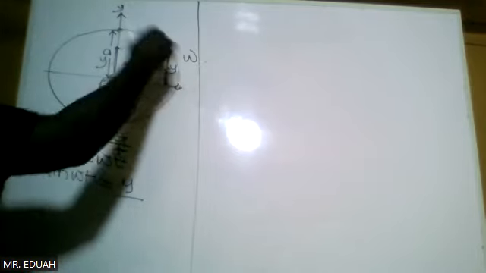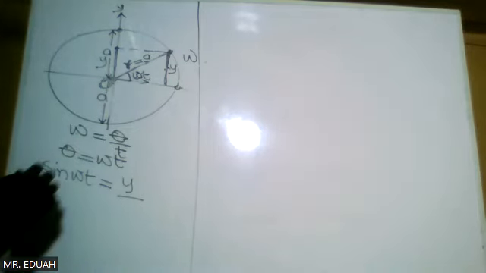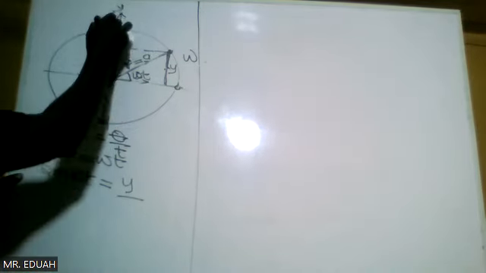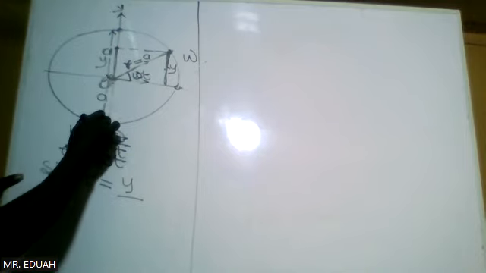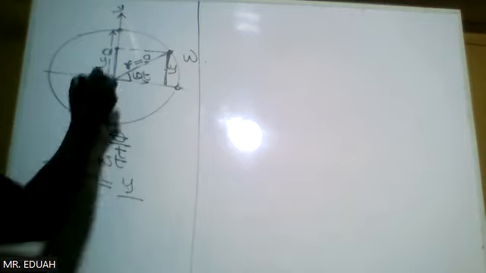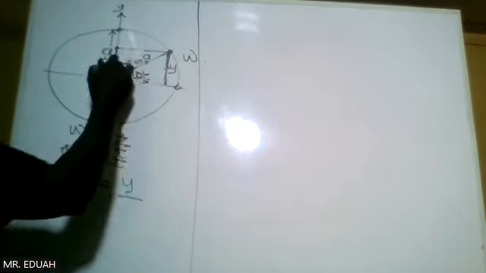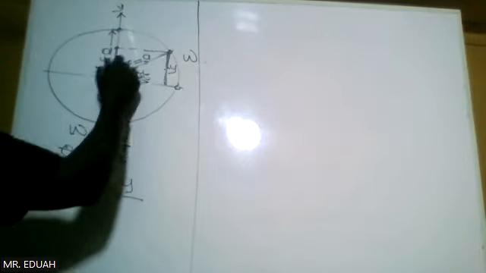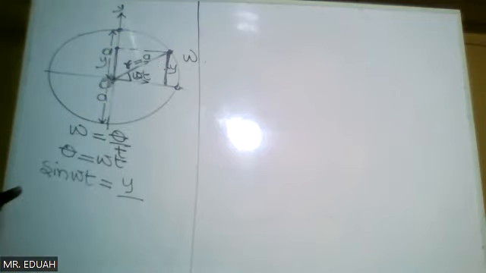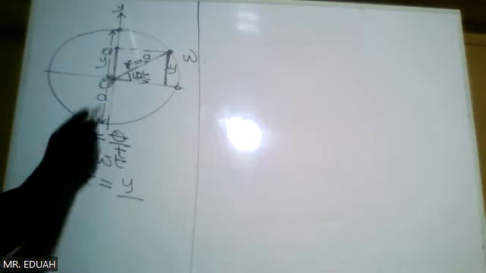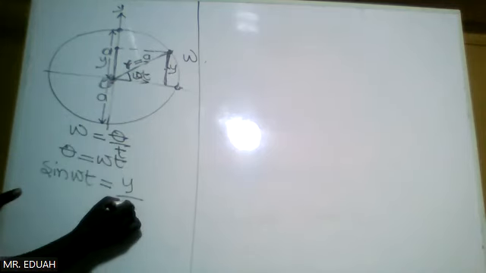When the body is doing circular motion, this distance is called the radius. When the body is doing simple harmonic motion, from here to here, we call it the amplitude. From here to here is another amplitude. In reality, from this point to this point is the same as from here to here. We can say that they are all equal to the radius of the circle, and so r is equal to A. If r is equal to A, then sine omega t will be y over either A or r.